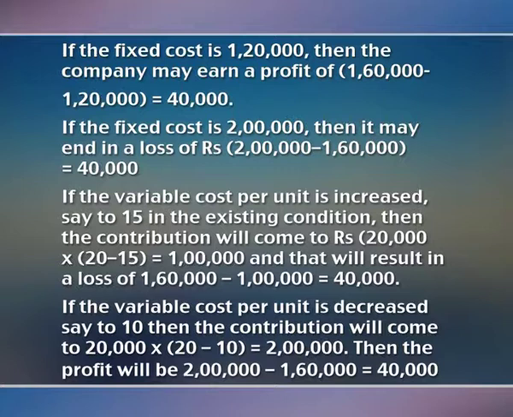If the variable cost per unit is decreased, say to 10, then the contribution will come to 20,000 into 20 minus 10, which is equal to 2 lakhs. Then the profit will be 2 lakhs minus 1,60,000, which is equal to 40,000. This proves that the variation in the cost changes the profitability of the firm. If the cost decreases, profit increases and vice versa.